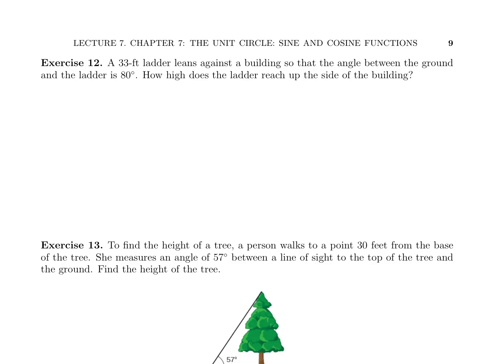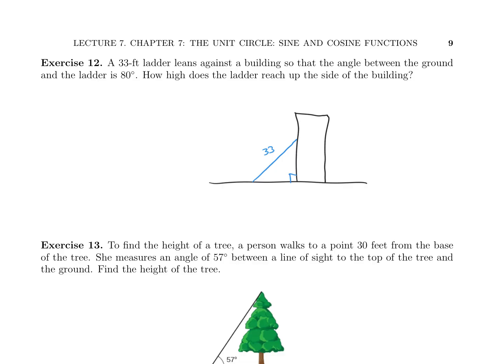So you have a 33-foot ladder that leans against a building so that the angle between the ground and the ladder is 80 degrees. How high does the ladder reach up to the side of the building? So let's draw a picture first. So here's our building. Okay, and then we have a ladder that's 33 feet long. So the hypotenuse is 33, because that's the length of the ladder.